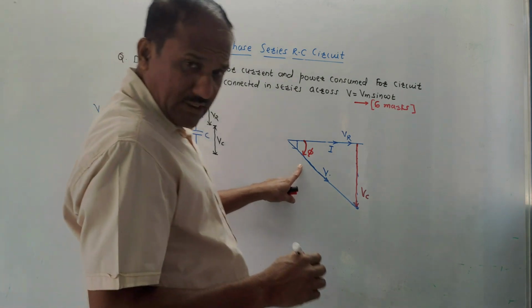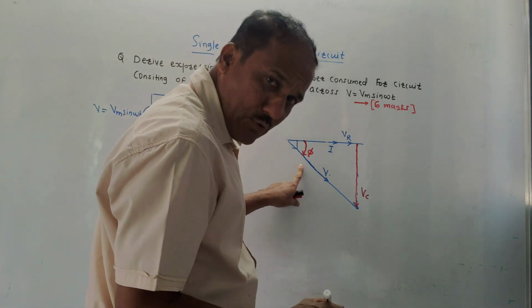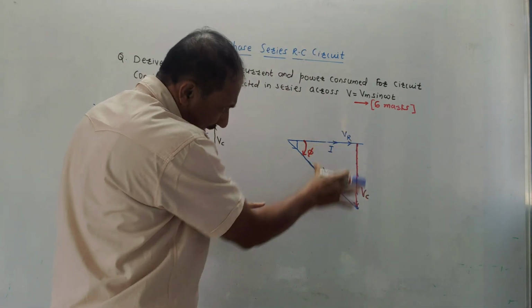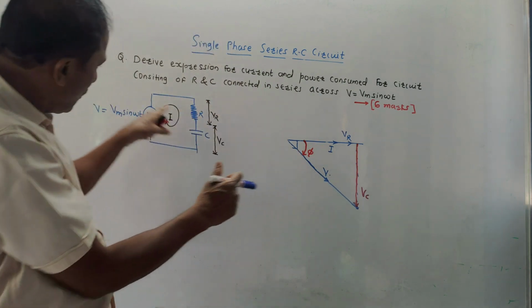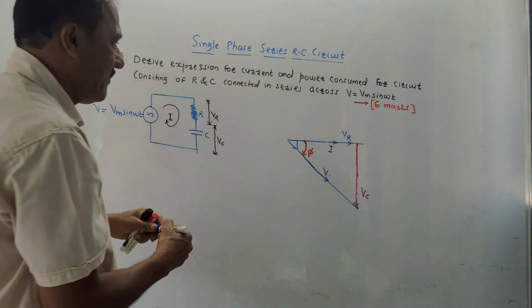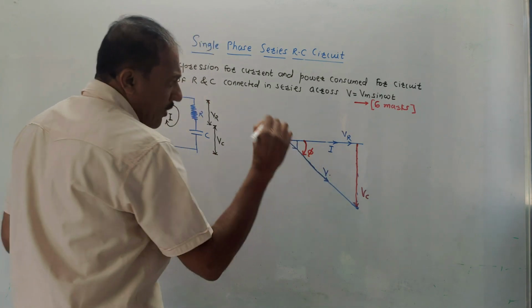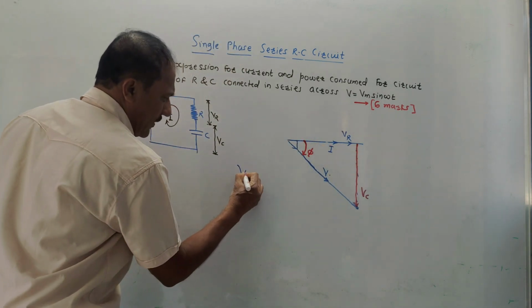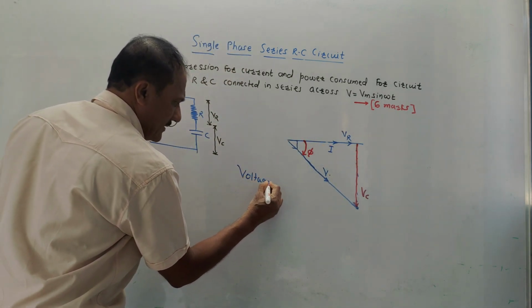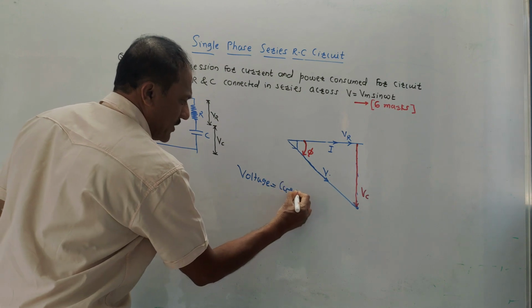If a separate question is asked related to voltage triangle, what do we need to do? Draw the complete phasor diagram and then draw this diagram, as well as don't forget to draw this circuit diagram. This is the voltage diagram. We know that basic equation of any voltage is current into resistance.